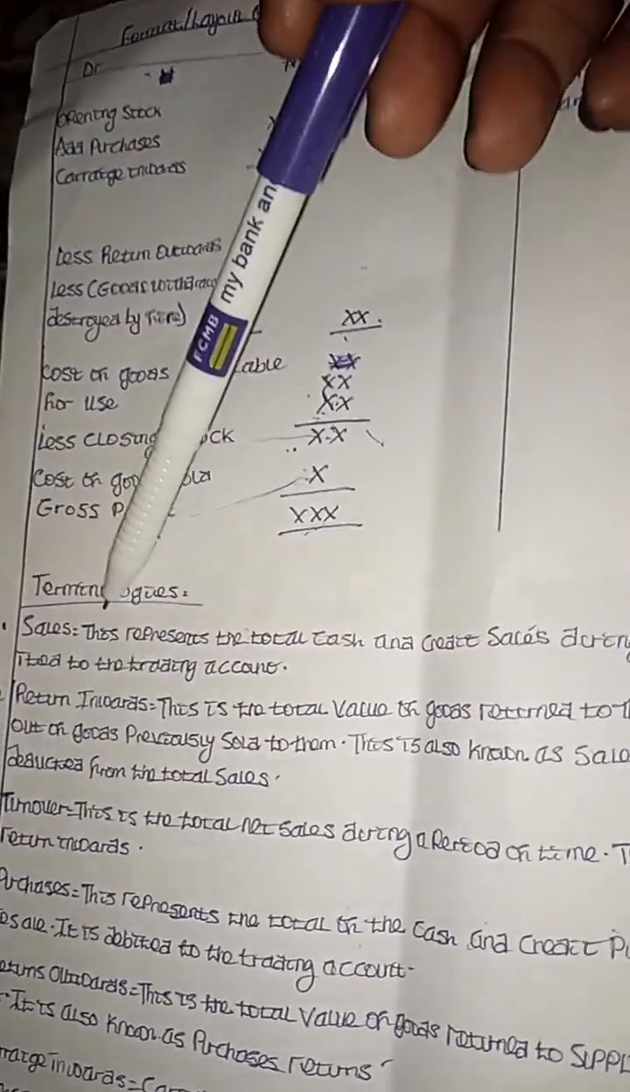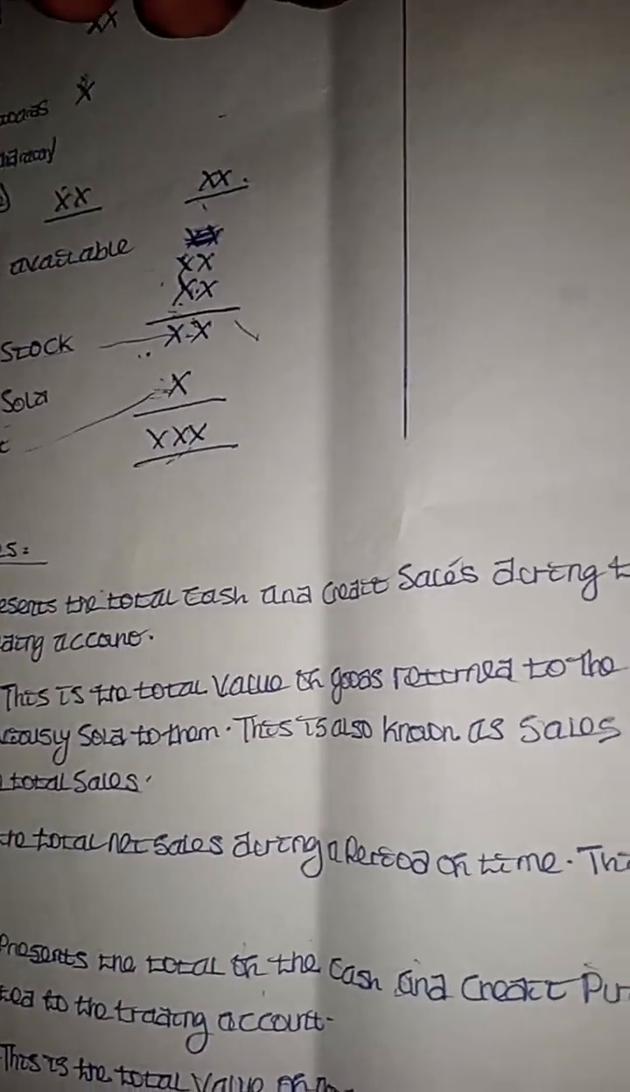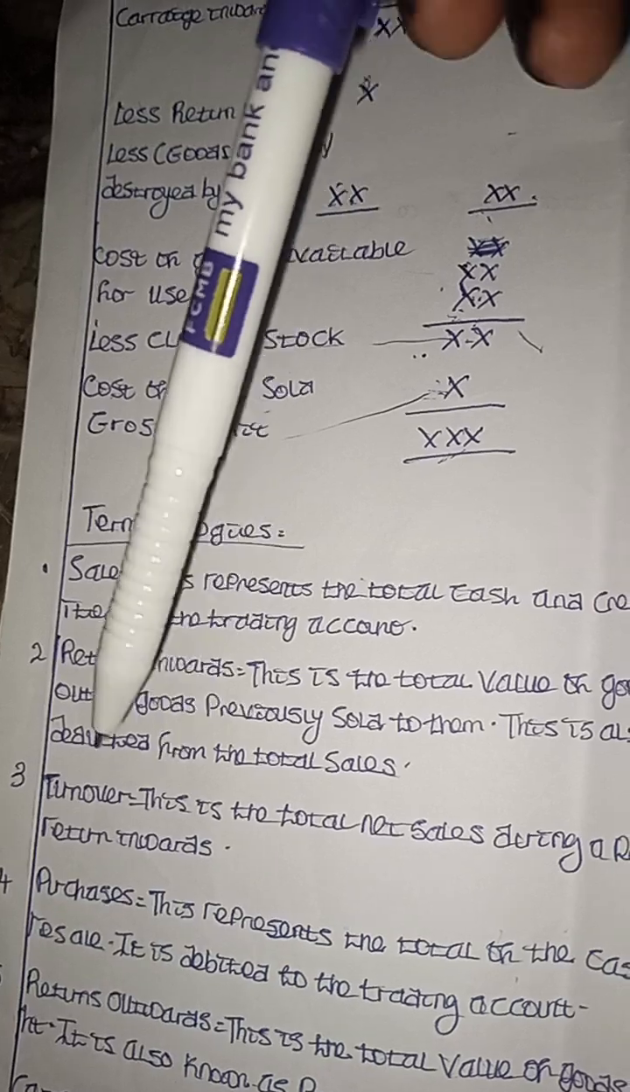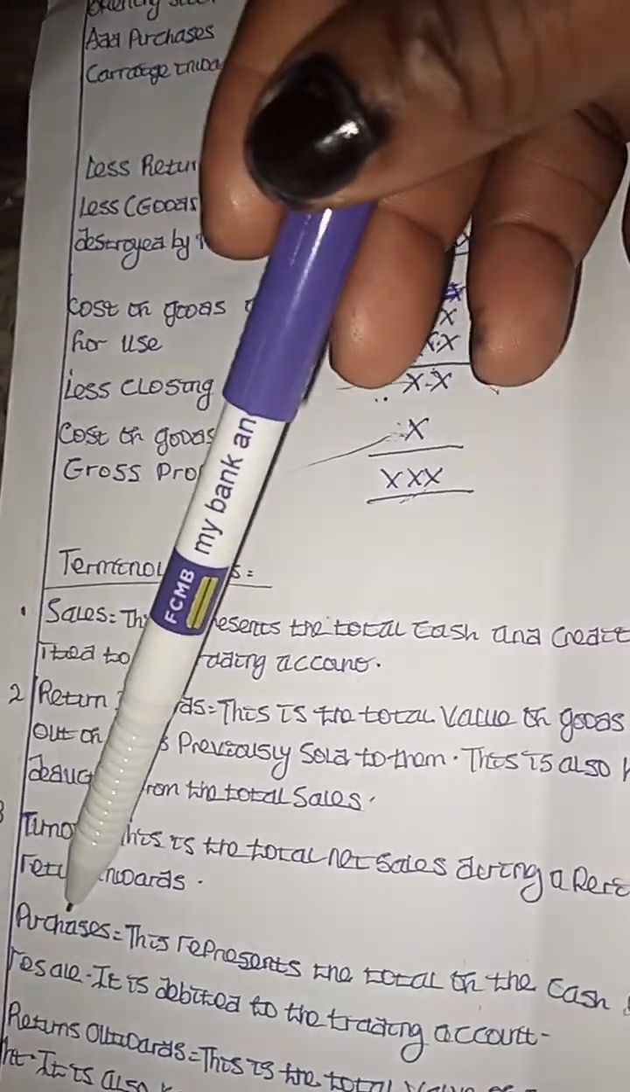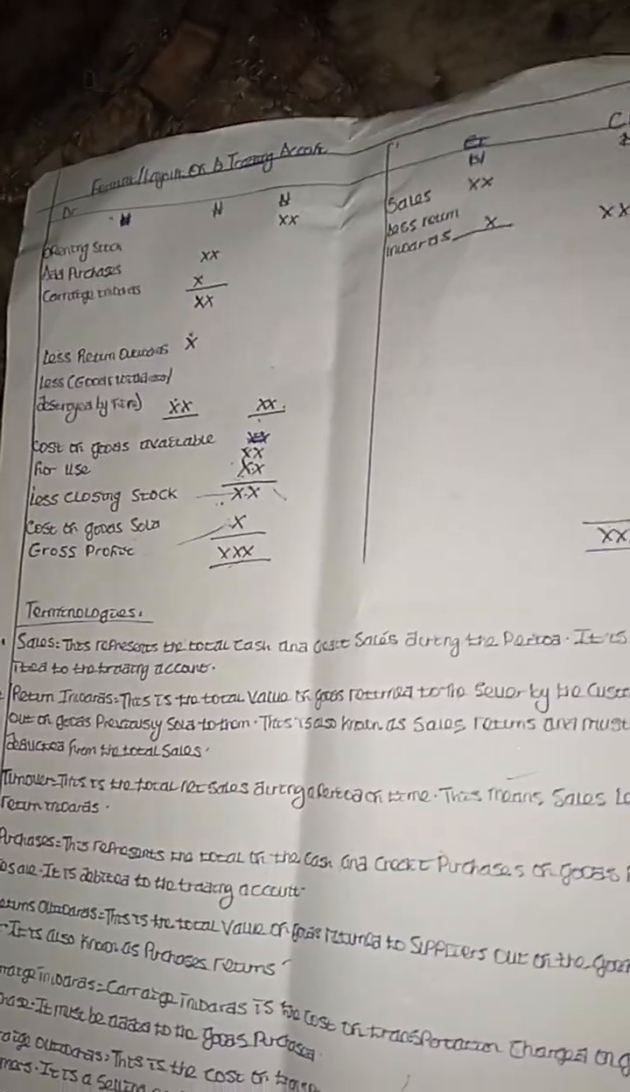We have the sales here. We have the returns inwards. We have the turnover. We have the purchases. Okay, we have the returns outwards. Okay, we have the carriage inwards, we have the carriage outwards. All this information has already been explained in our previous videos. So when you go to our previous classes, you're going to see and understand better. But for proper clarification, add this to what has been explained earlier.